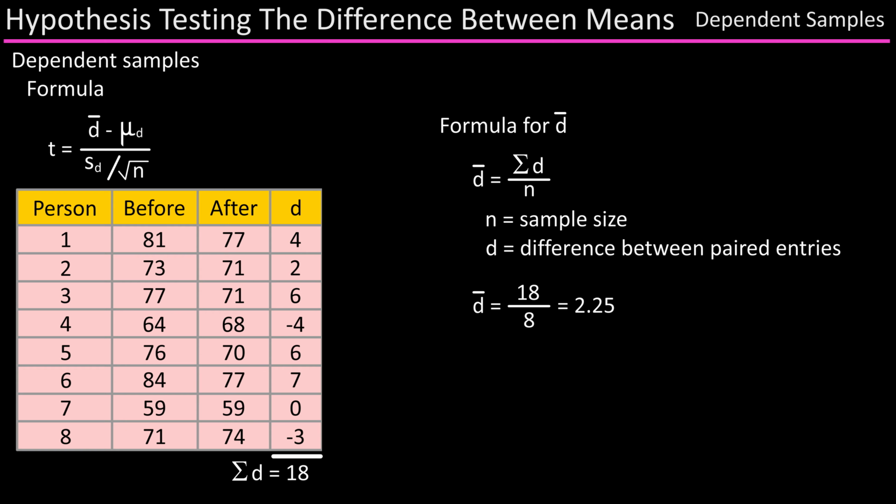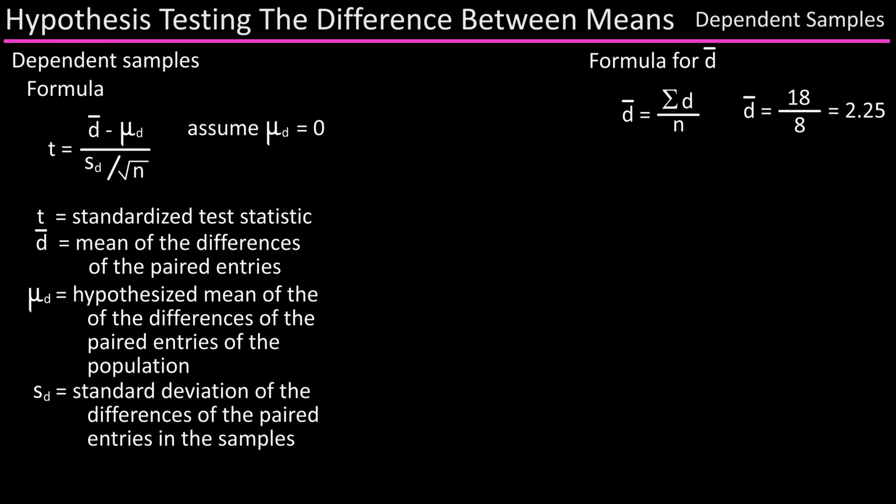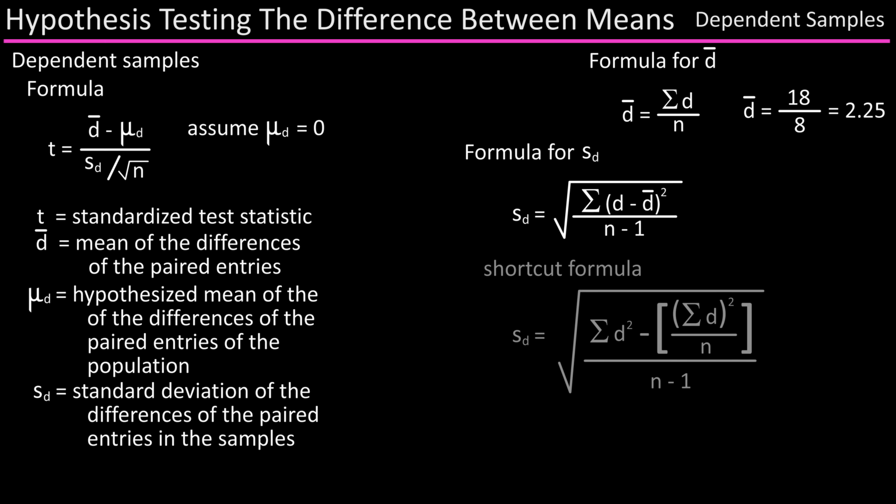Now back to our formula. Mu sub d is the hypothesized mean of the differences between the paired entries in the population, and we assume this to be equal to 0. S sub d is the standard deviation of the differences between the paired entries, which is the square root of the sum of d minus d bar squared over n minus 1. We can also use the shortcut formula: the square root of the sum of d squared minus the quantity sum of d squared over n, divided by n minus 1.